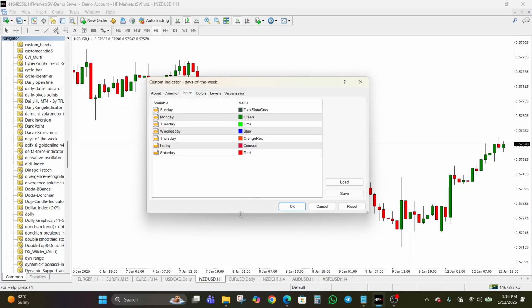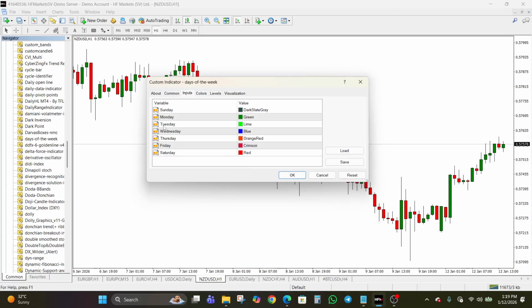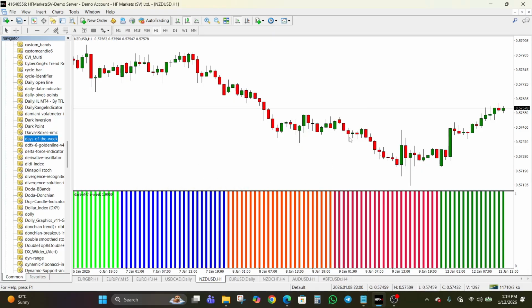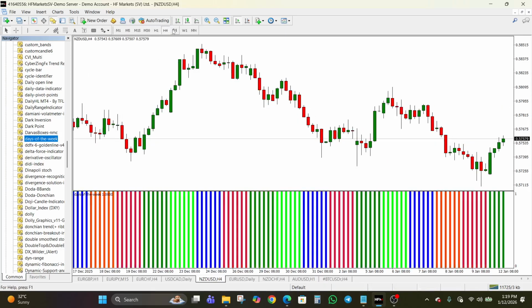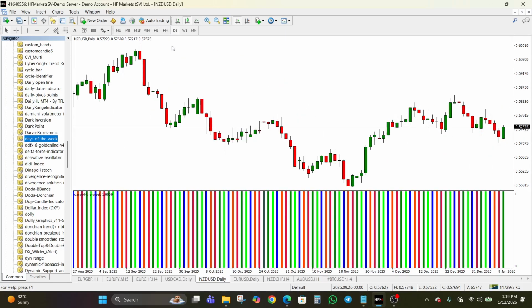Then you can see the various days of the week here with the respective colors, right? So this indicator aims to enhance your chart analysis, right? Aims to enhance your chart analysis. It's quite easy to use.